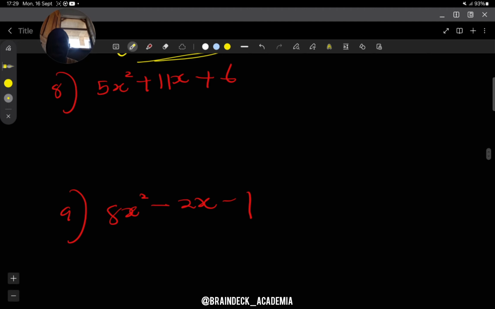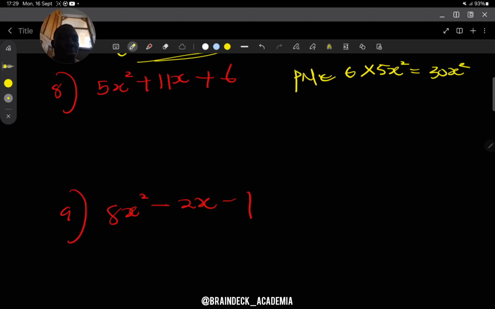Let's move on. All right, number 8 question. We have our Pn to be 6 times 5x squared. That will give us 30x squared. Look for two numbers that if you add or you subtract the integers, it will give you 11x, and when you multiply them, it will give you 30x squared.